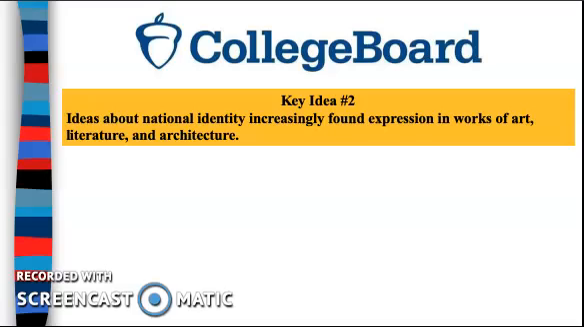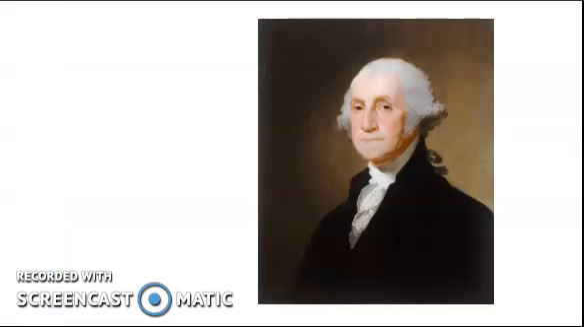Leading us to key idea number 2. The ideas of national identity increasingly found expression in works of art, literature, and architecture, though I do have to say many of them are still heavily influenced by European ideals as well. We'll see that here in just a second.